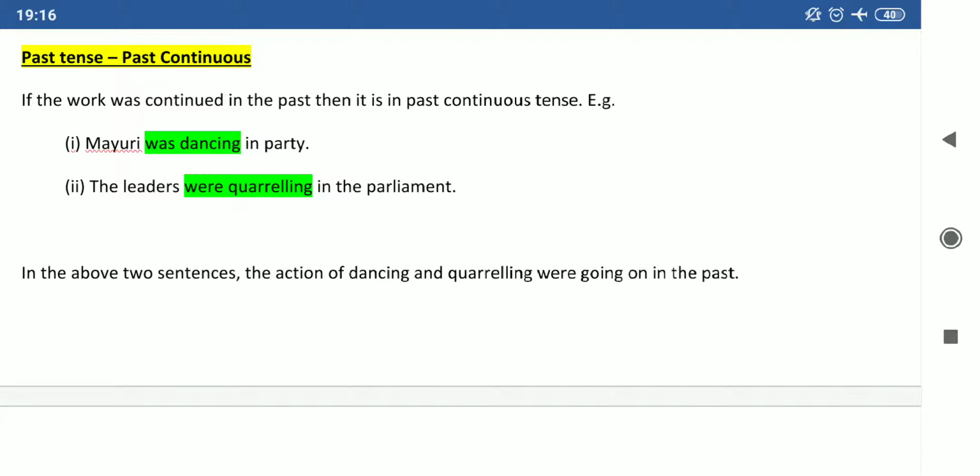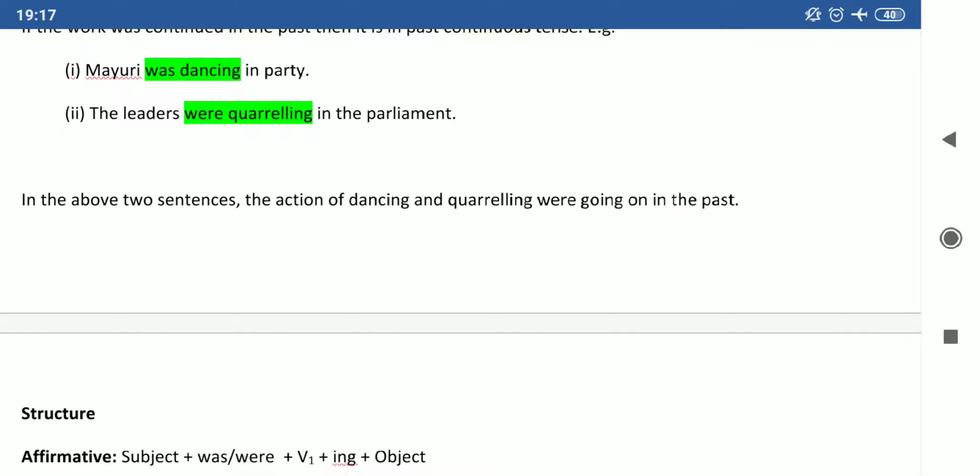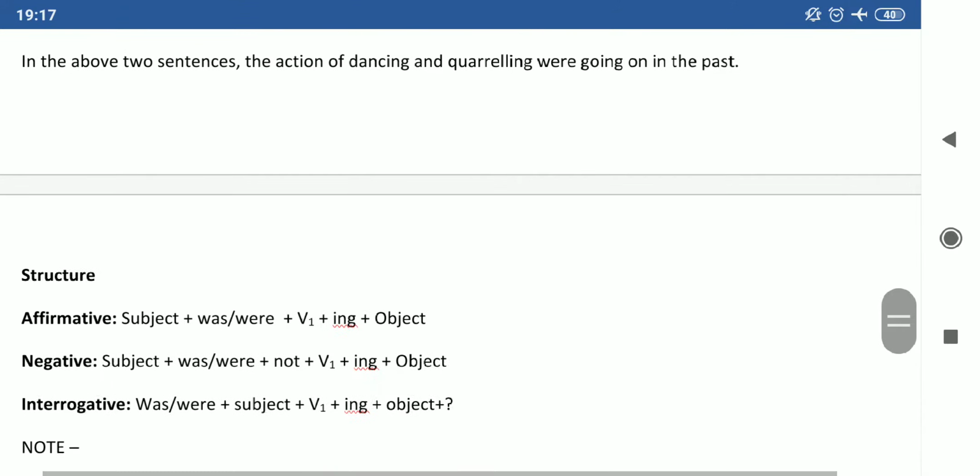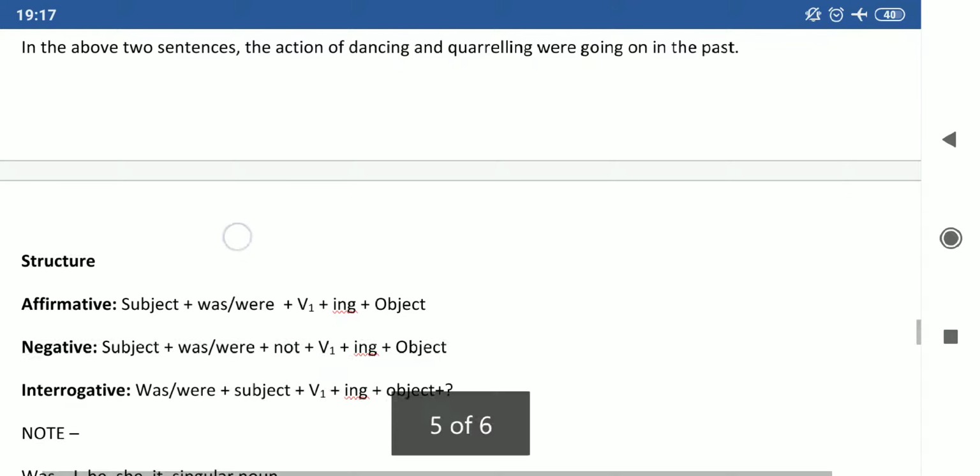Mayuri was dancing in party. And second example is the leaders were quarreling in the parliament. So in the above two sentences, the action of dancing and quarreling were going on in the past. So in past, some action was in continuation.